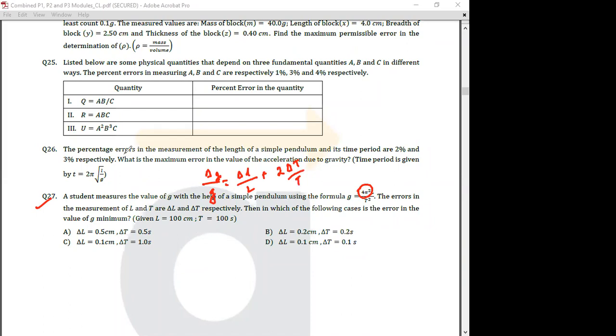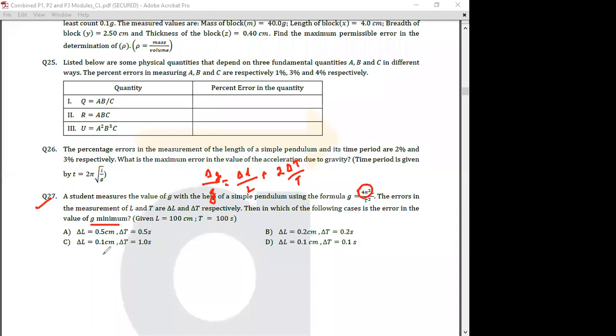Now, here, what is given? You have to find, in all the cases, which of the following cases will give the minimum error of G. Put the values and see in which case delta G by G is minimum. Just put the values. So I guess all of you can put and check now, right?